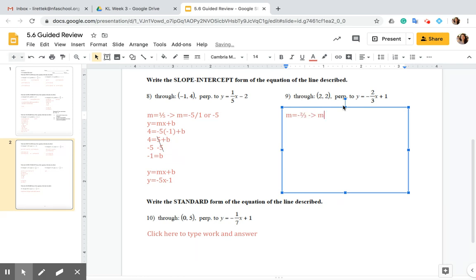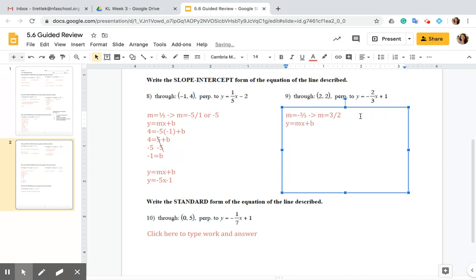I want the opposite reciprocal to that. So instead of negative, I'm going to make it positive, and instead of 2/3, it's going to be 3/2. There's the slope that I want. And again, I want it in slope-intercept form, which is y equals mx plus b.